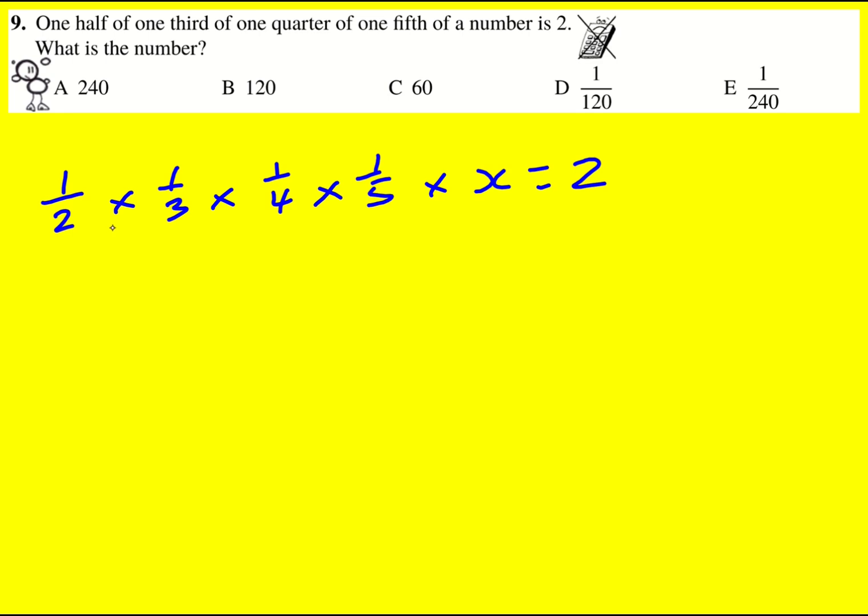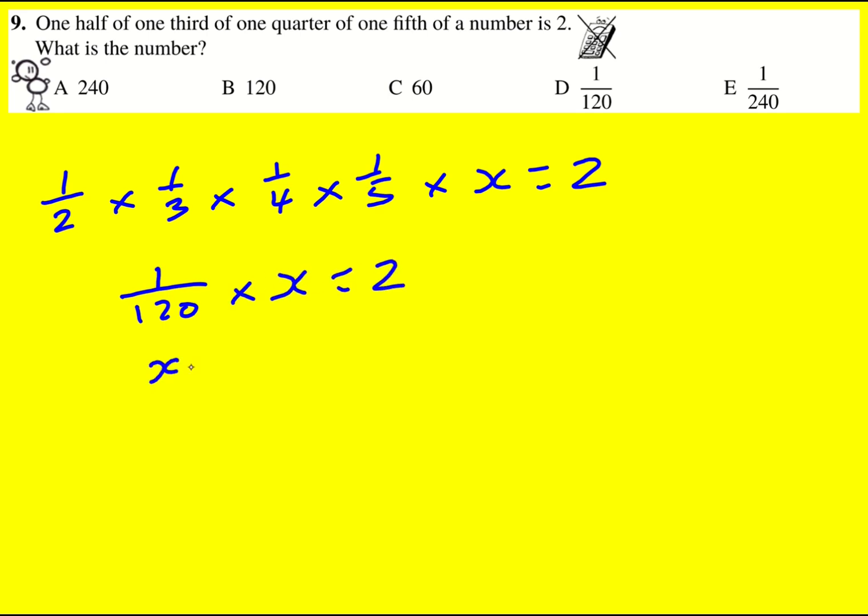So the first way is you could multiply all these fractions together. So 2 times 3 is 6, and 4 times 5 is 20. 6 times 20 is 120. So you can do it in pairs and then multiply those pairs together. So that means 1 over 120 times x is equal to 2.